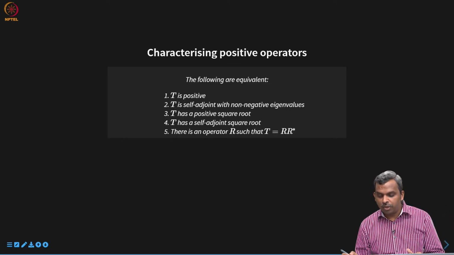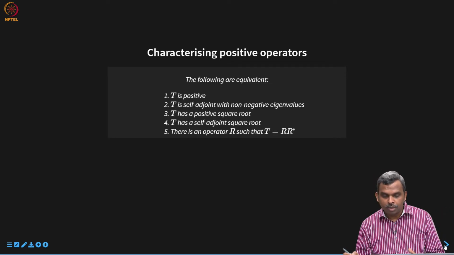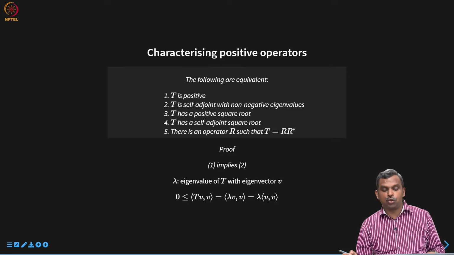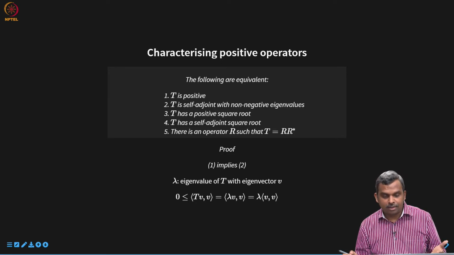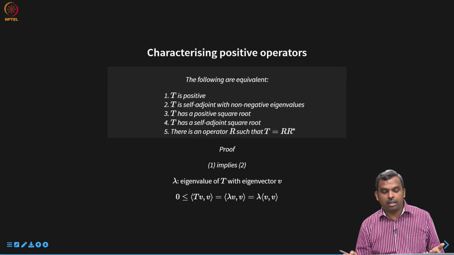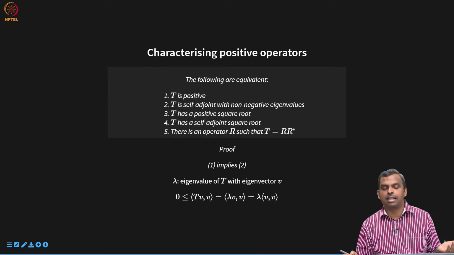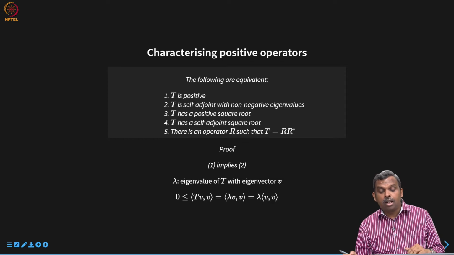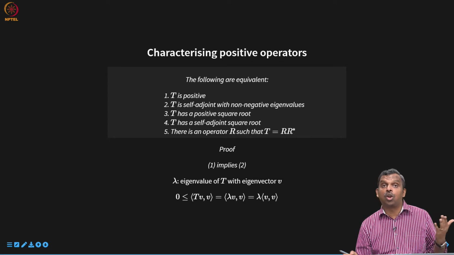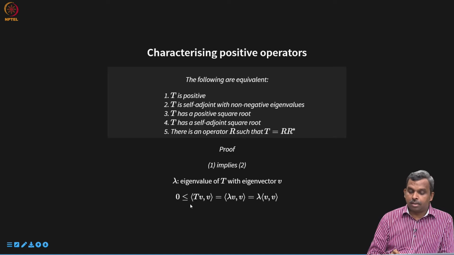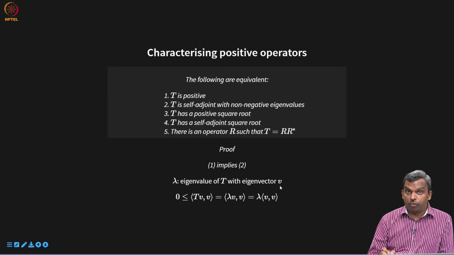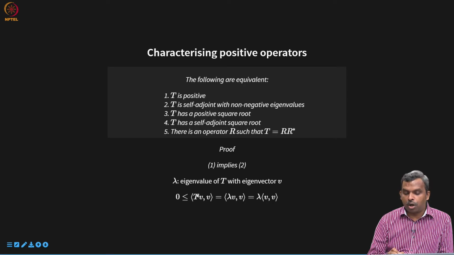So what we will prove is, first, 1 implies 2. This is not very hard. First of all, if T is positive, T is self-adjoint. That is just by definition. We're taking the definition like that. There's no problem there. How do you show the eigenvalues are non-negative? Here is a simple little argument. If you have an eigenvalue lambda with eigenvector v, then you look at this product Tv comma v.